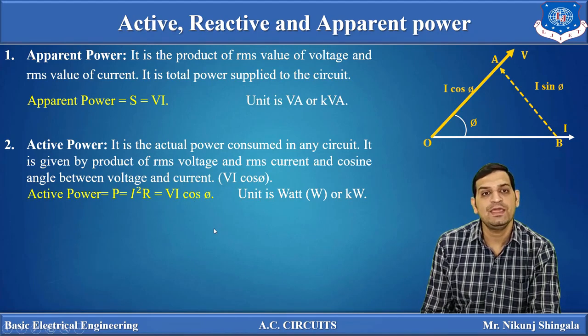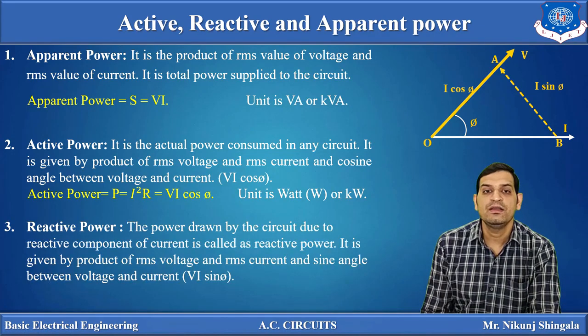Active power is denoted by P, apparent power is denoted by S, and the third one is reactive power. The power drawn by the circuit due to the reactive component of the current is known as the reactive power of the circuit. It is given by the product of the RMS value of the voltage, the RMS value of the current, and the sine of the angle between voltage and current, that is VI sine phi. So reactive power is basically a power due to the reactive component of the current, which is the wattless component of the current.